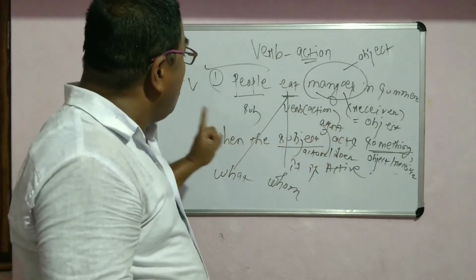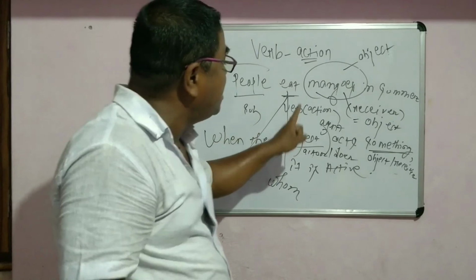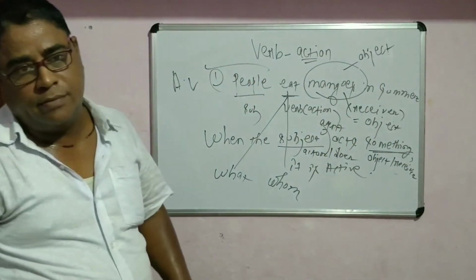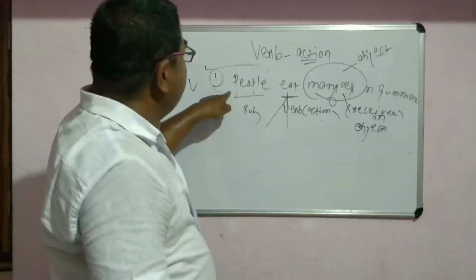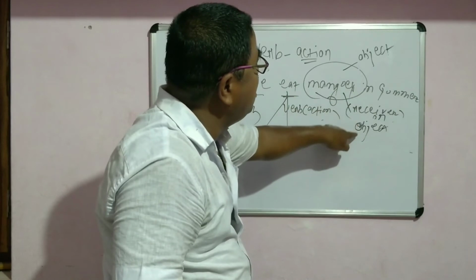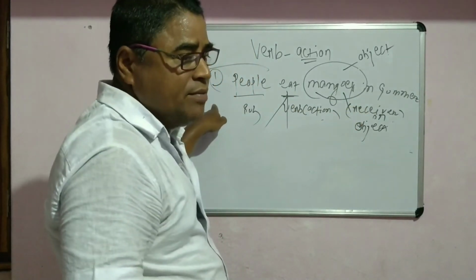In the active, always remember your subject does something or acts something. Something is the object. That is why the sentence is active. Subject, it is the verb denoting action. Mangoes is the receiver or object. That is why the sentence is active.